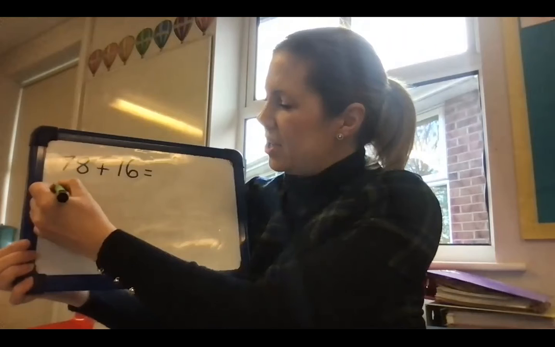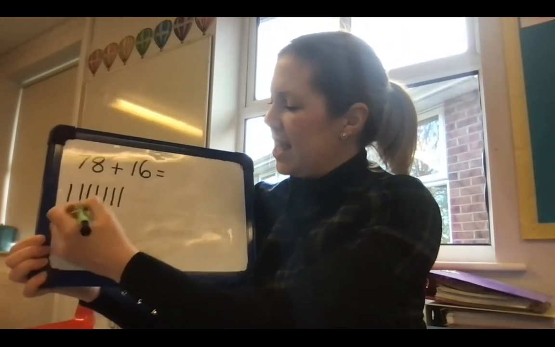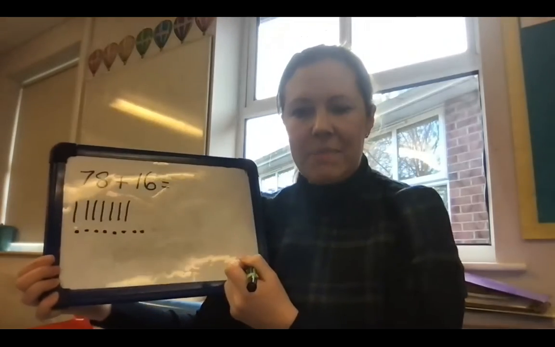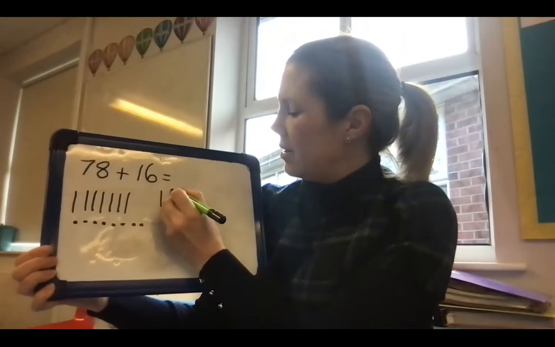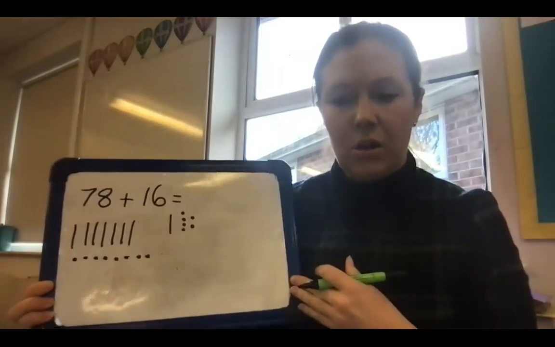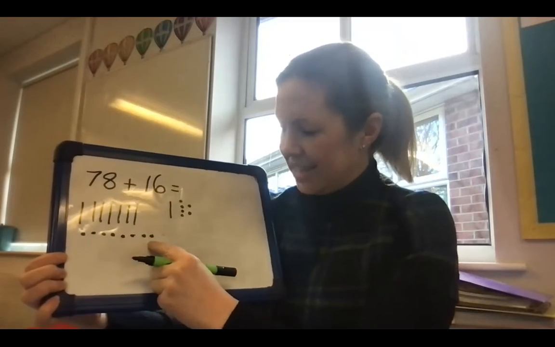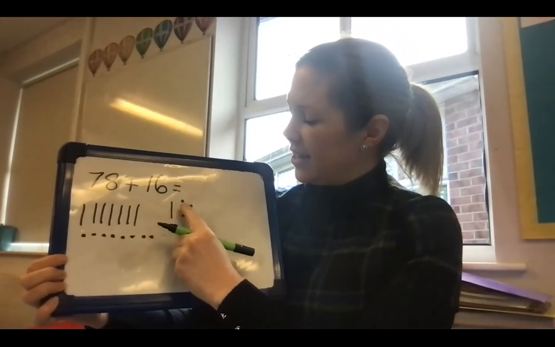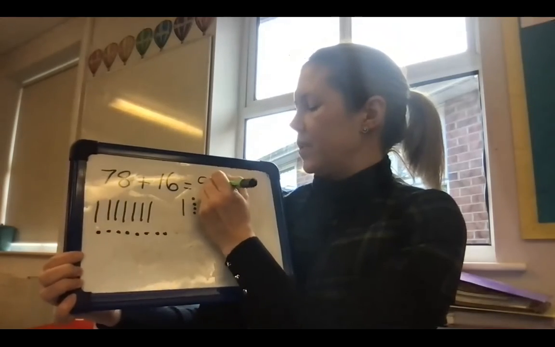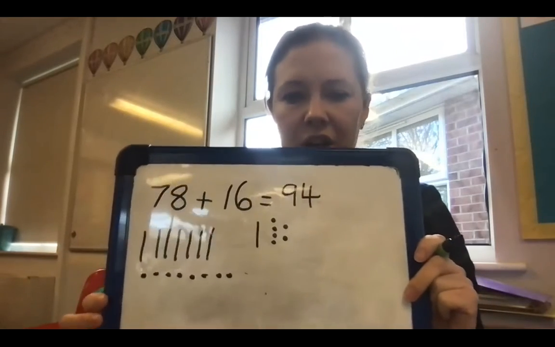So the first one then, we go 10, 20, 30, 40, 50, 60, 70, and then 1, 2, 3, 4, 5, 6, 7, 8. And then I need to make my 16. So 10, 11, 12, 13, 14, 15, 16. And then I could add all of that up. So I've got 70, 80, 88, 89, 90, 91, 92, 93, 94. But there's lots of steps in doing that, which means that it could be quite easy to go wrong somewhere.